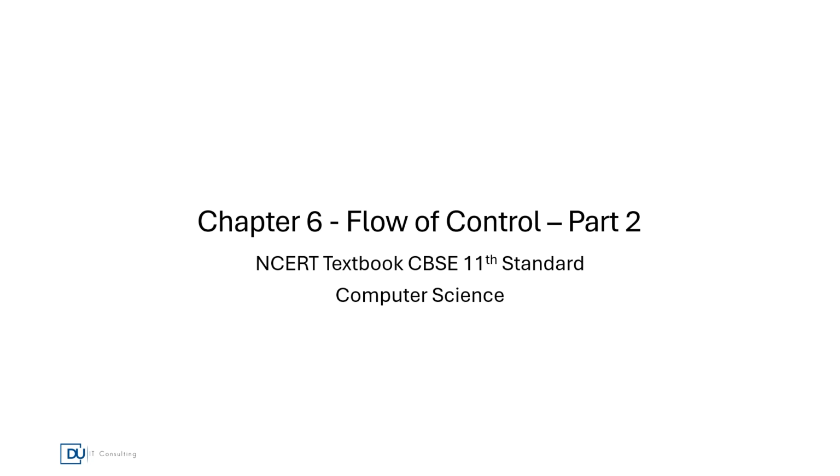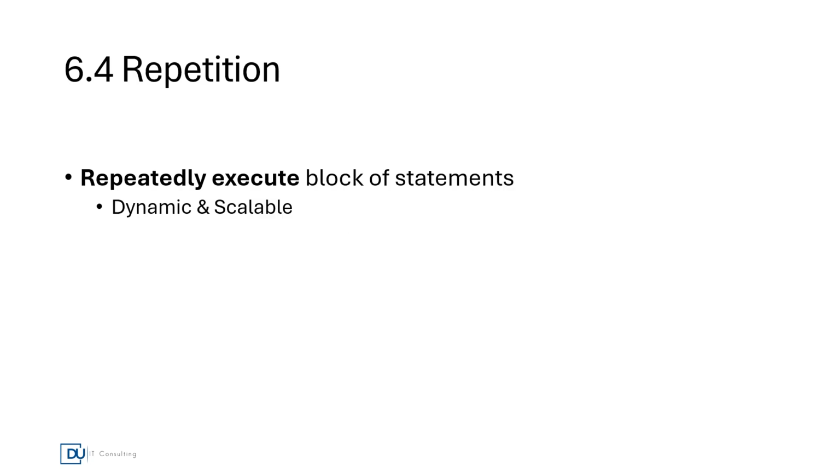Hello everyone, welcome to chapter 6, Flow of Control, part 2. Repetition. A lot of times in programming, we have to repeat a block of statements multiple times. And the number of times can be dynamic and it needs to be scalable as well. So sometimes you might have to run it 10 times, sometimes 100, 1000. So it needs to be dynamic and scalable.